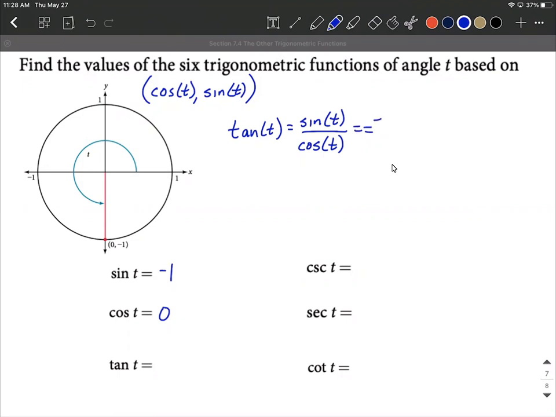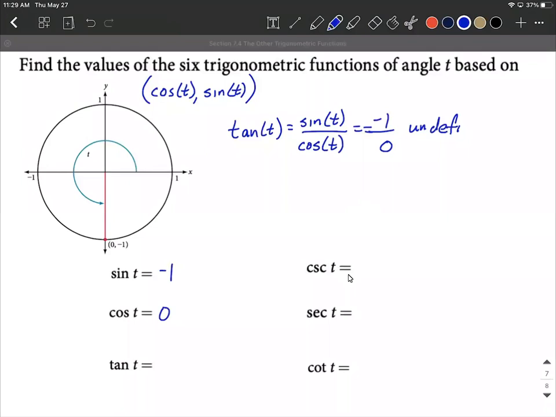However, if we replace our denominator with 0, hopefully bells and whistles are going off, and you say to yourself, we're not allowed to divide by 0. We'd say that's undefined. All right, so undefined for tangent.